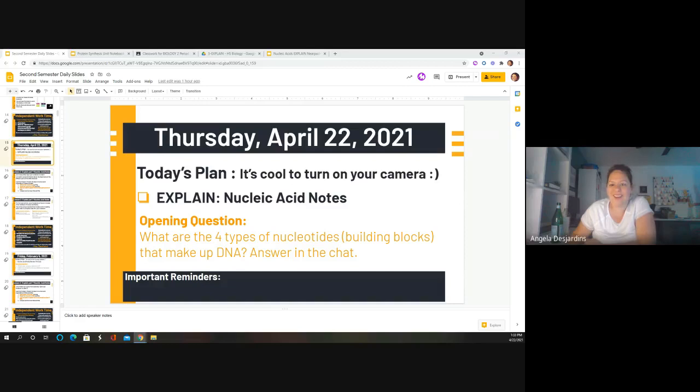So to get us going, in the chat, please answer the following question. What are the 4 types of nucleotides or building blocks that make up DNA? Hint, it's the letters. What were those 4 letters that you used yesterday to build out your DNA models?